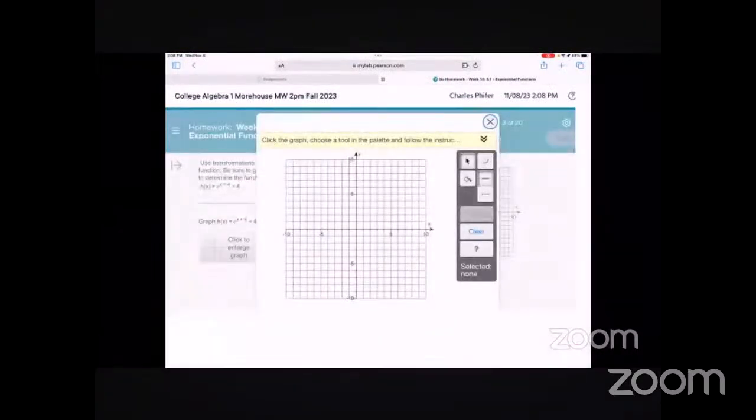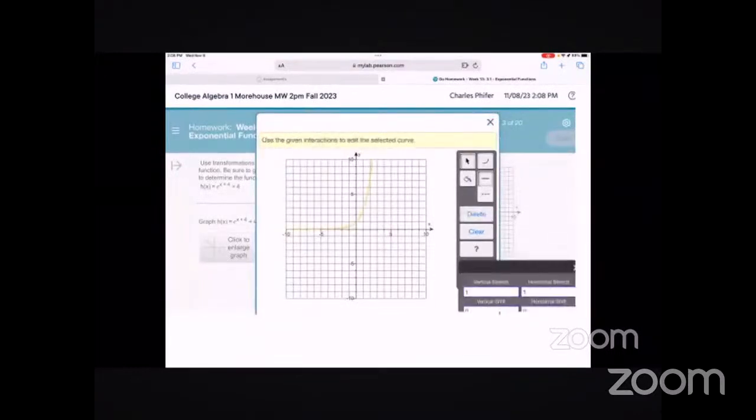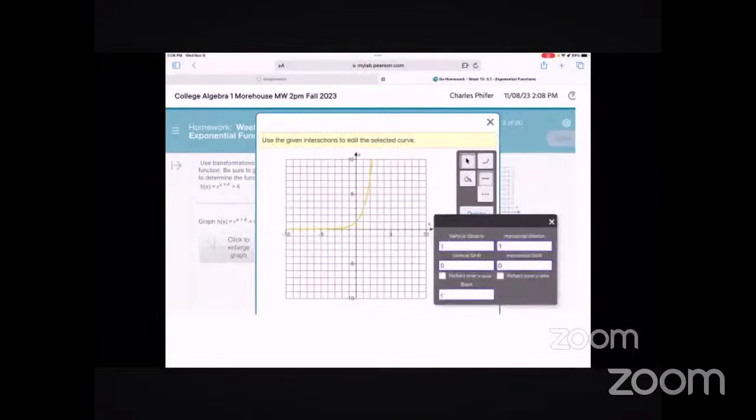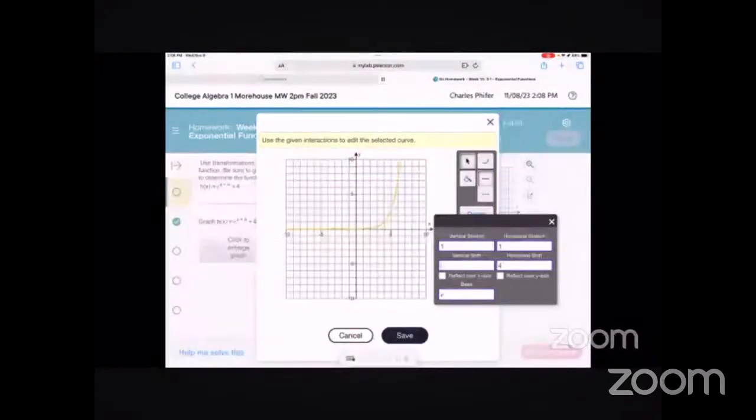So my exponential tool is first for right. I'm clicking randomly on the graph. My base is E. We said we went right by 4 and up by 4. So this is 4, and this is 4. That's it. Save.